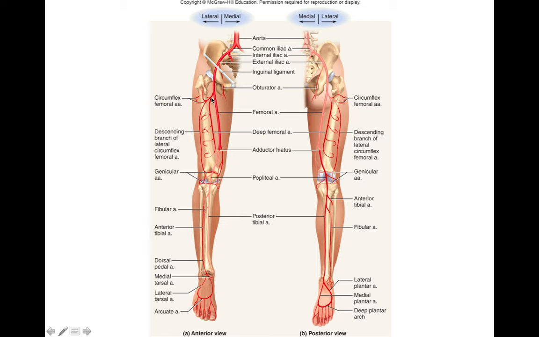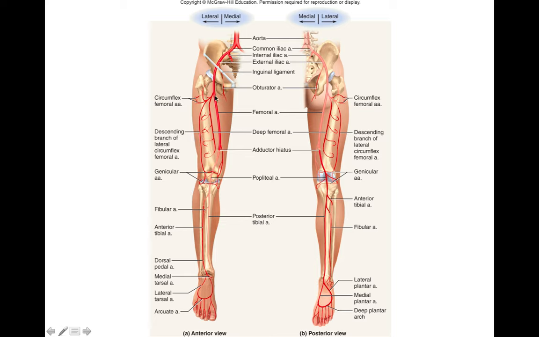And again, just like the arm, you can see some of these branches. Here's the circumflex femoral artery going around that bone. You can see a branch coming off right here, the deep femoral artery. So the main femoral artery is going to be a little bit more medial, and the deep femoral artery will, of course, be deeper and also run a little bit more along the bone, a little bit more lateral compared to the regular femoral artery. Down here you can see the descending branch of the lateral circumflex femoral artery. So here's your circumflex femoral artery, and this is just the descending branch of that artery.